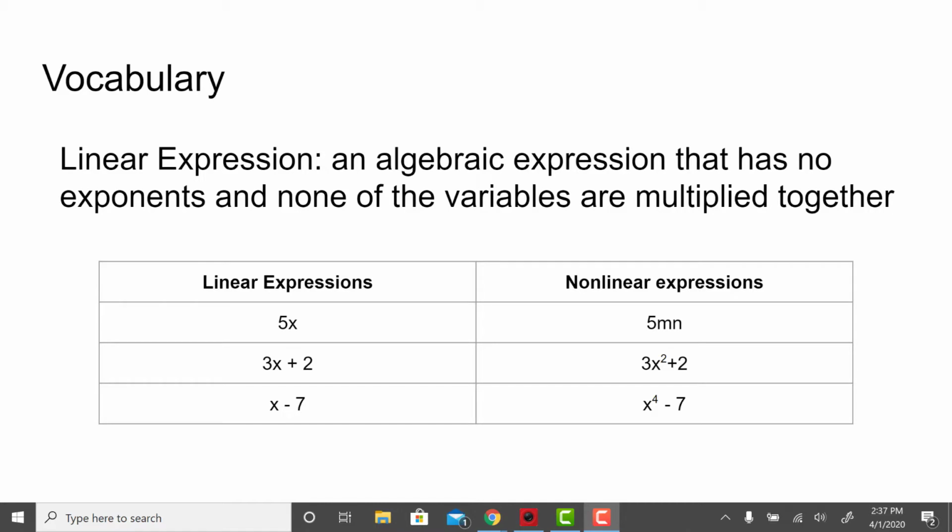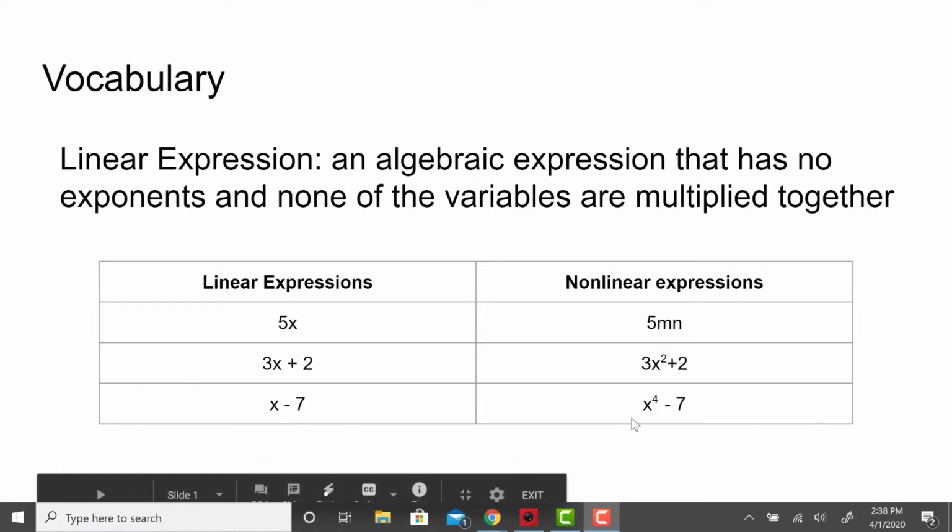And we're going to start today's lesson by learning a vocabulary term and how to tell this vocabulary apart from other things. So, our vocabulary term, as you've already read, is linear expression. Now, a linear expression is an algebraic expression, which means it has variables, that has no exponents, and none of the variables are multiplied together. So I've got a little chart down here to help us understand what that means.